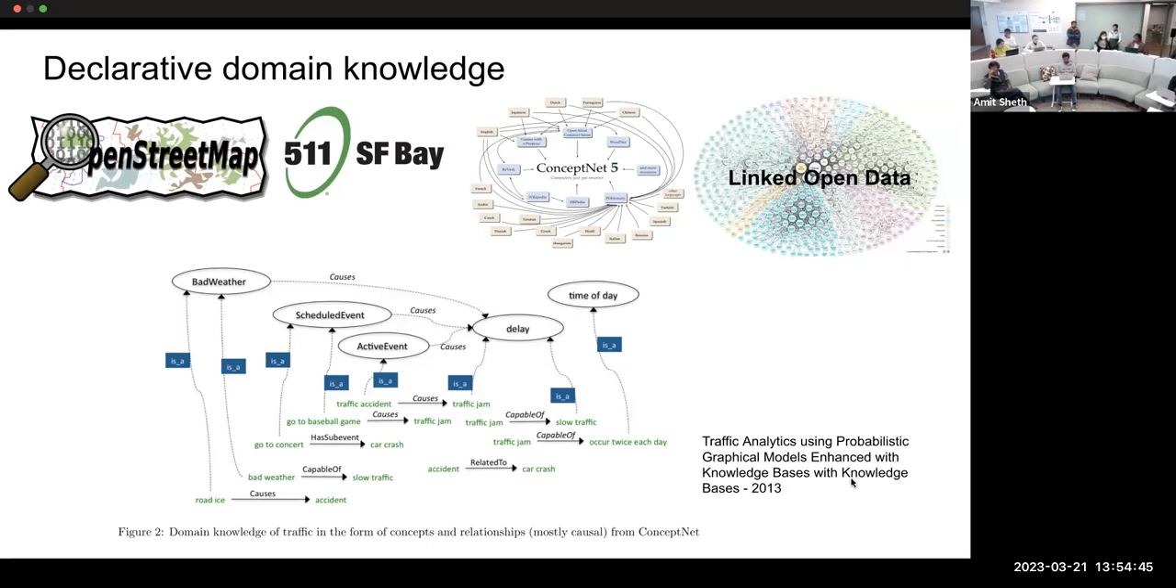Chitran, what is the difference between domain knowledge, knowledge graph, or ontology, that we've said is the declarative aspect of it?